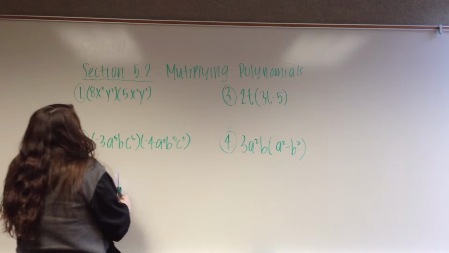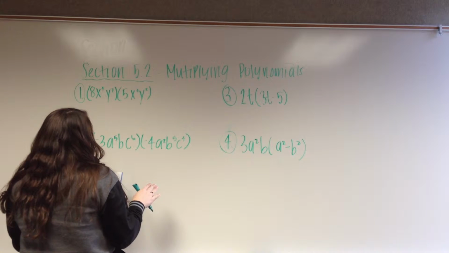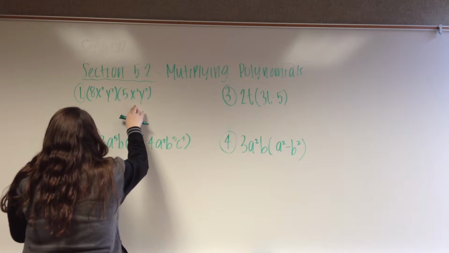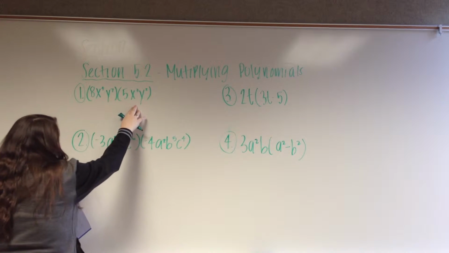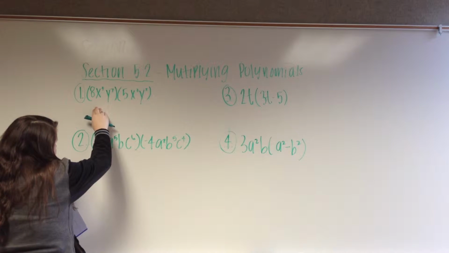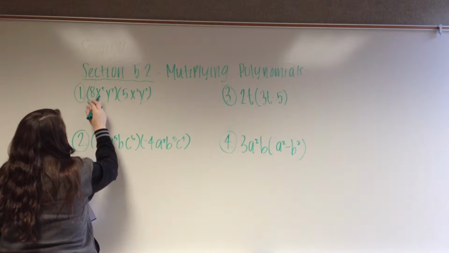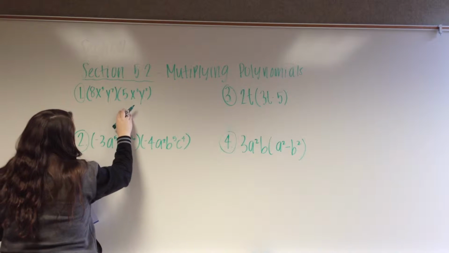Today I'm going to be covering section 5.2, which is multiplying polynomials. This, however, is a monomial times a monomial, which means that neither of these terms have addition or subtraction in between them. So you're basically just going to multiply each thing by each other.